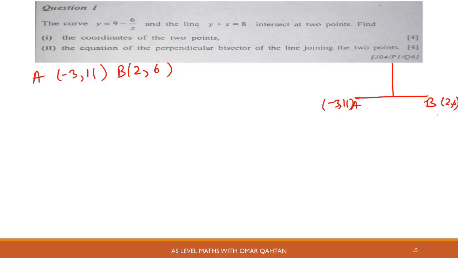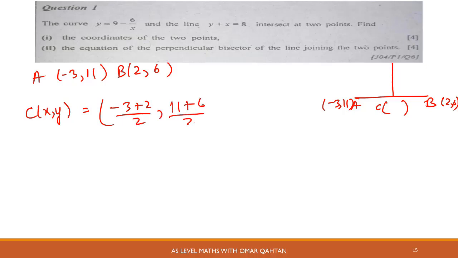The step for finding the equation of the perpendicular bisector is first to find the midpoint, and that's how we are going to do it. Let's say this midpoint is C, right? This is the midpoint C. So C(x, y) will be ((-3 plus 2) upon 2, (11 plus 6) upon 2), and this will give you (-1/2, 17/2).